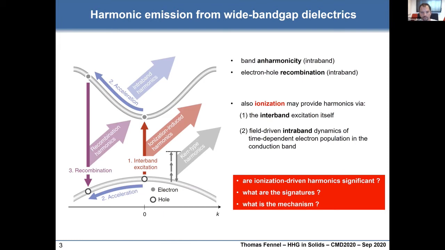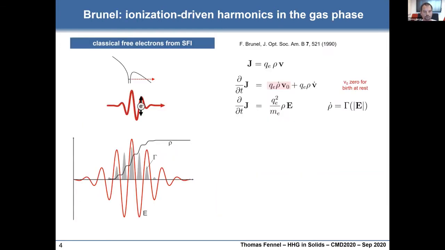So, and after this motivation, I come to my key questions. So the question is, are ionization-driven harmonics significant? And what could be the signatures and mechanisms? So in order to define the scenery a little bit, let me start with a seminal paper by Francois Brunel back from 1990, who looked at ionization-driven harmonics in the gas phase. And the idea there was to consider classical free electrons created from strong field ionization, so for example by tunneling.